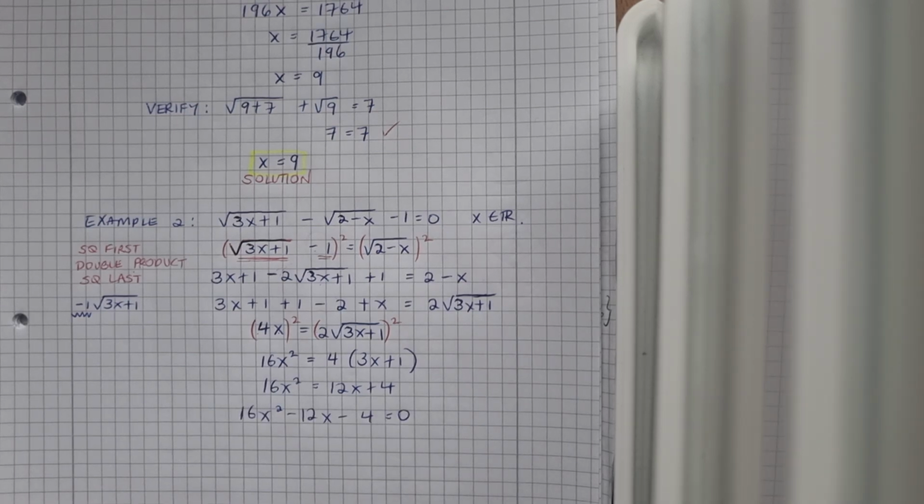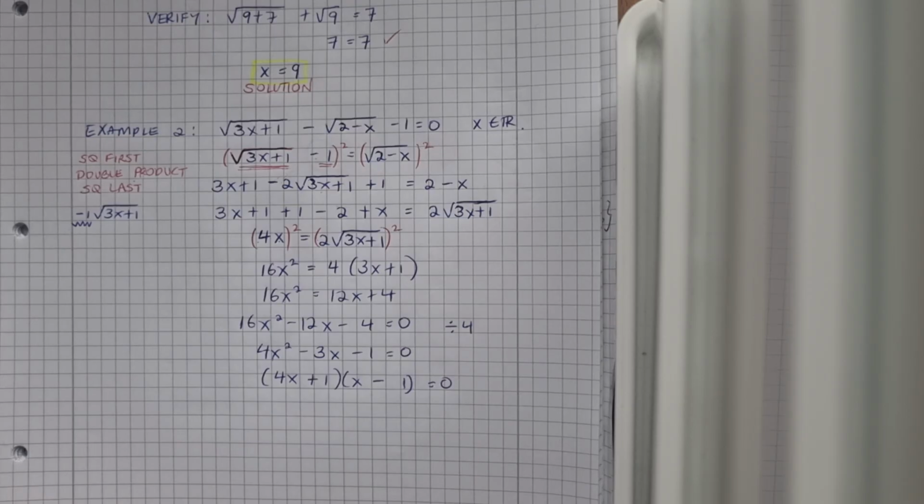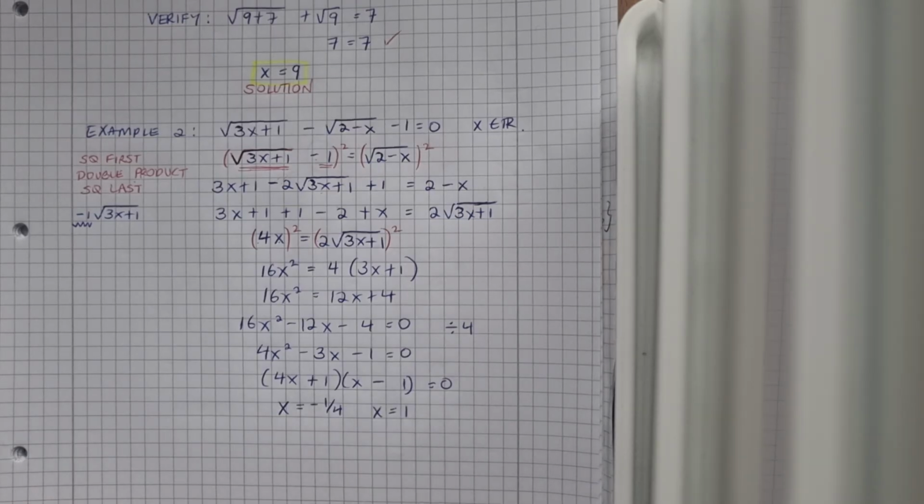And now I want to solve this, and probably not a bad plan to divide across by 4 first, or if you prefer, use the minus b formula, either is fine. So there's my quadratic, and there are my factors. So my two potential solutions are x equals minus a quarter and x equals 1, and now I need to verify those to check and see if one or both are okay.